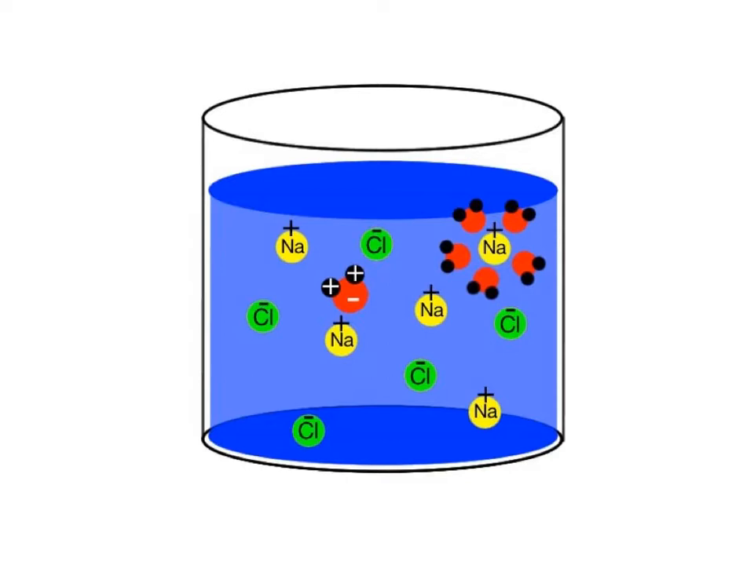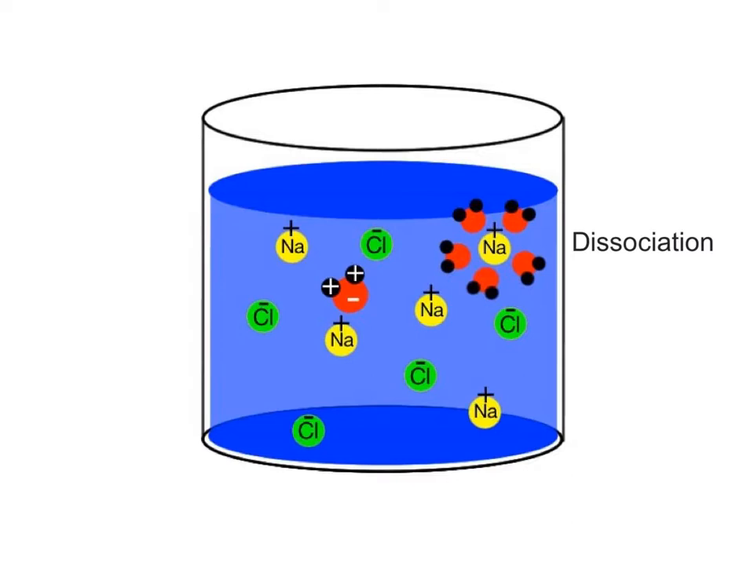As the water molecules dissolve the salt, they surround the sodium and chloride ions and keep them separate from each other. This process is called dissociation. As the sodium and chloride ions dissociate in water, they are less likely to collide and reform their ionic bonds back into NaCl.